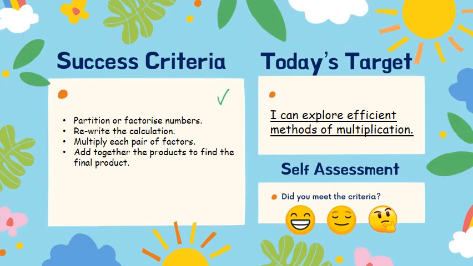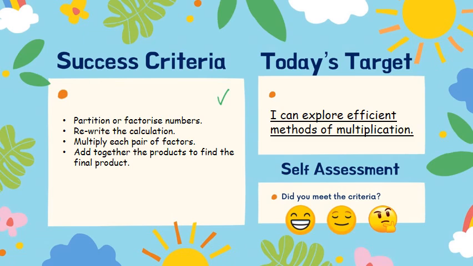That seems like a really good place to stop, have a quick reflect and think about what we've learned so far. Thinking about today's target, which was to explore efficient methods of multiplication, continuing that theme of making the numbers work for us because we are not their slaves. Okay, so our success criteria were to partition or factorise numbers, rewrite the calculation in a way that we can work with it easier, multiply each of the pairs of factors if we had pairs, or complete the 3-number multiplication, add the products together to give us the final product.